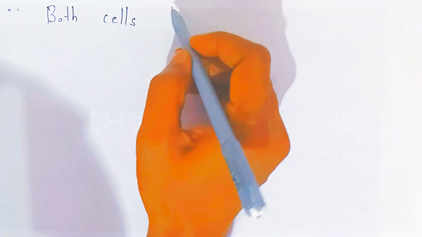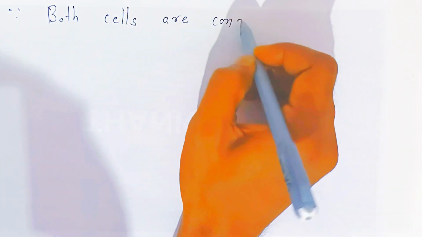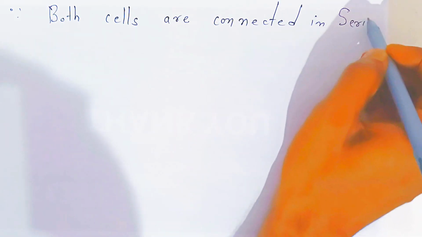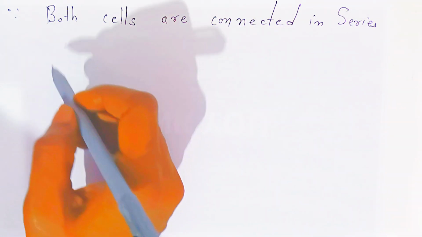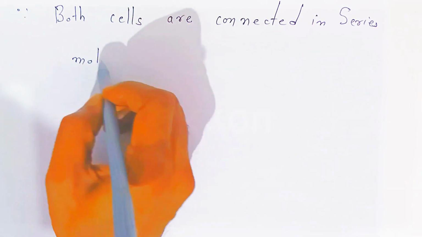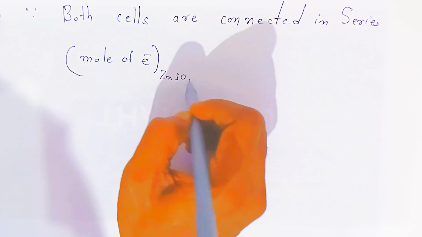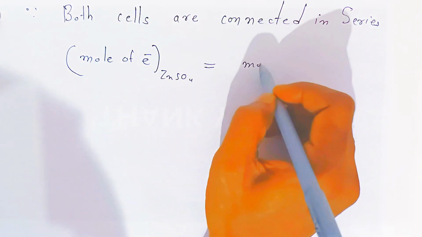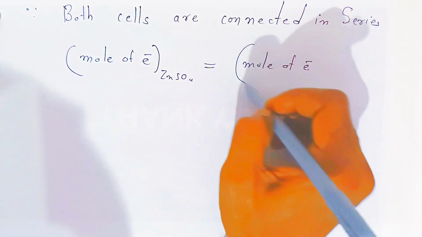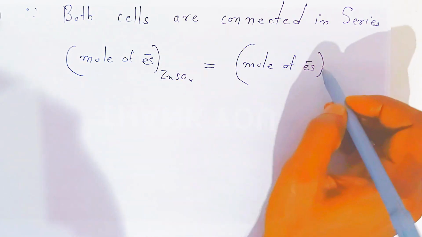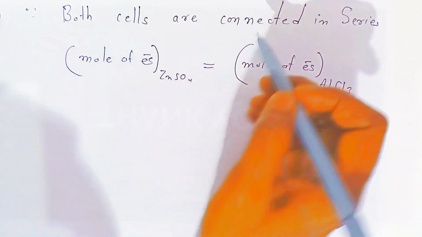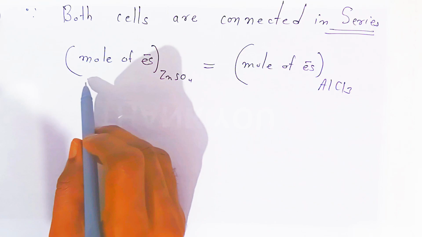Since you know here students, both cells are connected in series. Yes, series is very important students. Series means electricity, that is moles of electrons which passed in the zinc sulfate solution cell is also equal to the moles of electrons passed in the aluminum trichloride cell. Understanding? So this is the meaning of series students. Both electricity will be equal.